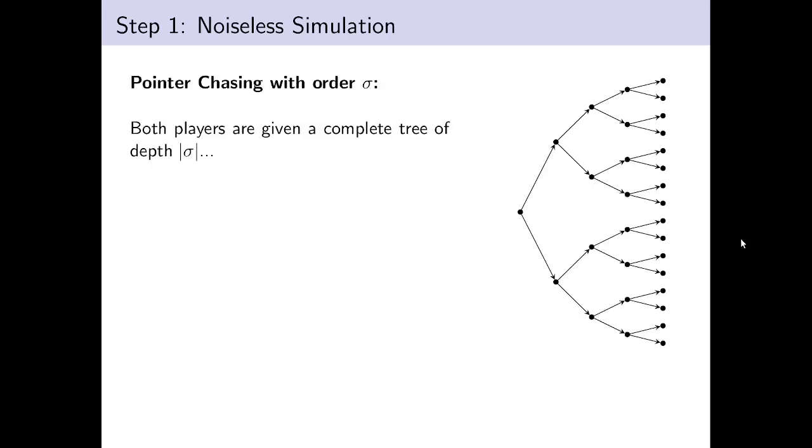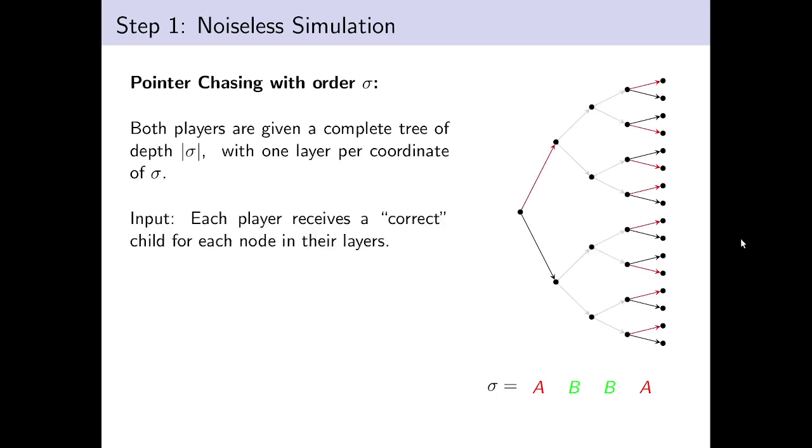And to do this, we'll be using the very standard pointer chasing with order sigma problem. Here, parameterized by some sigma, both players are given a complete tree of depth equal to the length of this order of speaking, with one layer per coordinate of sigma, as can be demonstrated on the right. Now, this is parameterized. Both players know this tree and know this assignment ahead of time. As inputs, however, each player receives a correct child for every node in their layers.